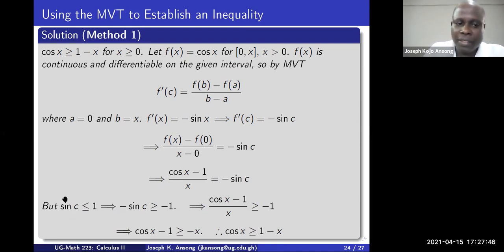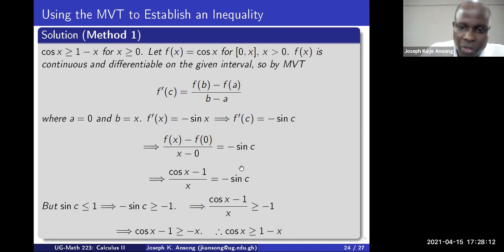Now we know that the sine is less than or equal to 1. Sine is bounded between -1 and 1. So we use that knowledge. Sine c has to be less than or equal to 1. If I negate it, then I have to reverse the inequality sign here. So minus sine c has to be greater or equal to -1, if I negate both sides. Good.